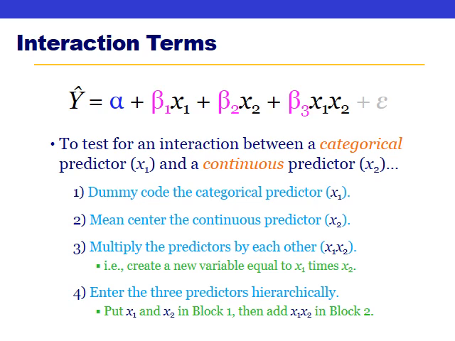So if you think of this in terms of factorial ANOVAs from last semester, what we're doing is we're putting just the main effects in block 1, and then in block 2 we're doing the main effects with the interaction. So the ultimate goal here is going to be to see whether block 2, the block with the interaction, is better than block 1, the block without the interaction. If that's the case, we know that the interaction is significant.